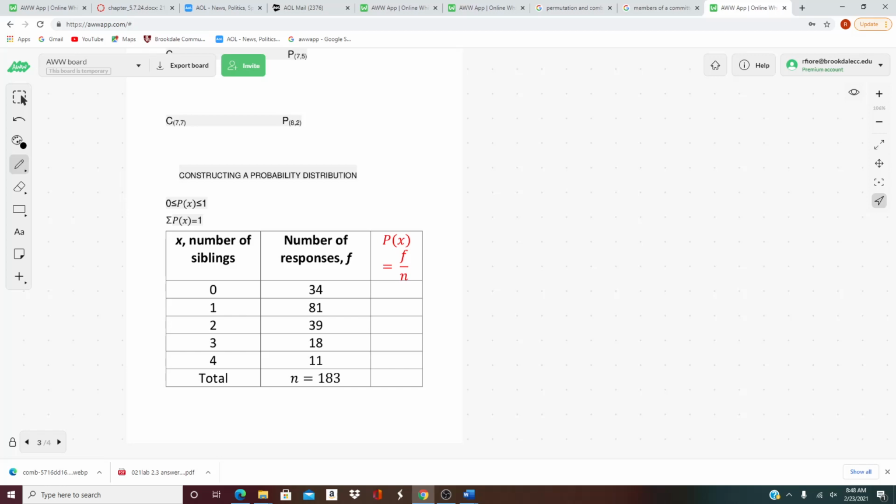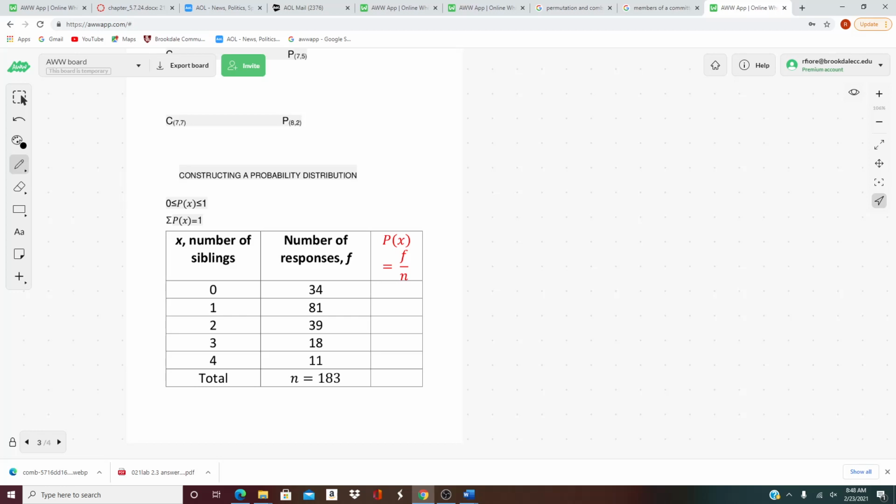I'm given a series of facts. One is that a probability has to exist between 0 and 1. You can't have greater than 100% probability of an event occurring, and you can't have less than 0% of a probability of an event occurring. The sum of all the probabilities has to be equal to 1 or 100%. To figure out the probability, we just do what's called the relative frequency we've done in the past.